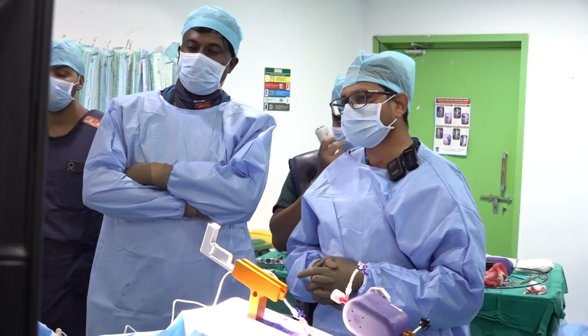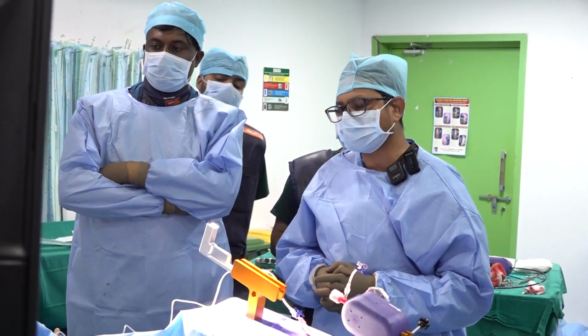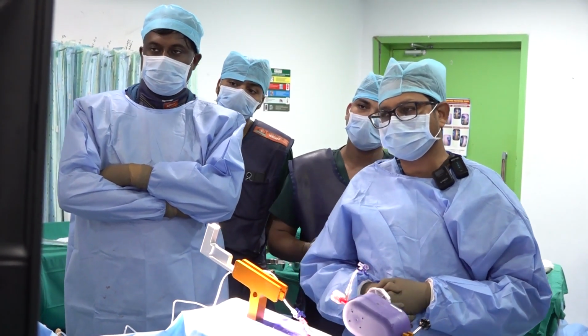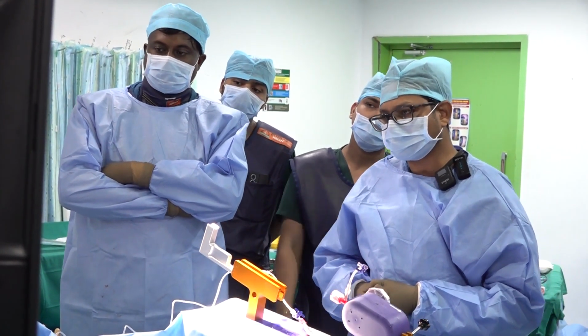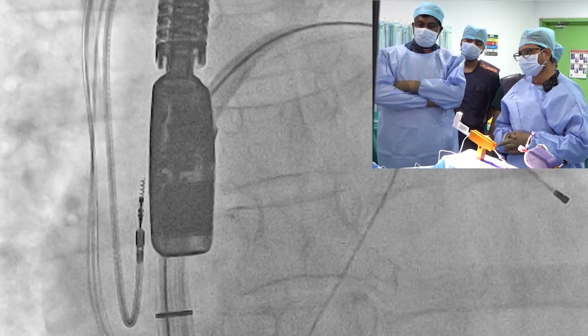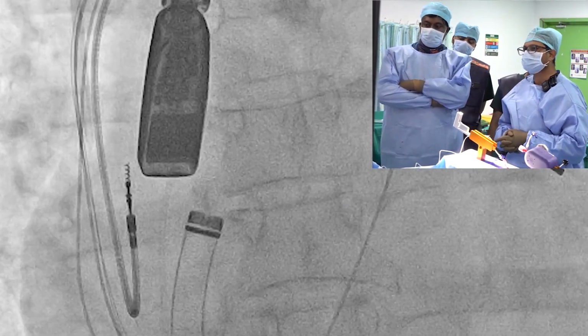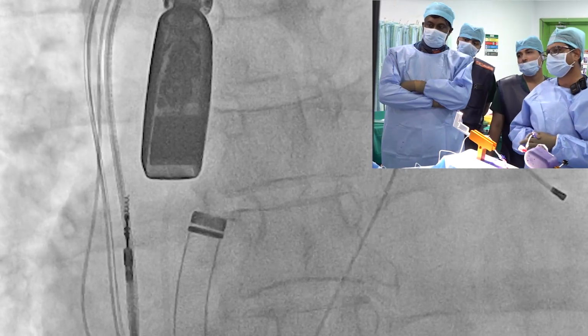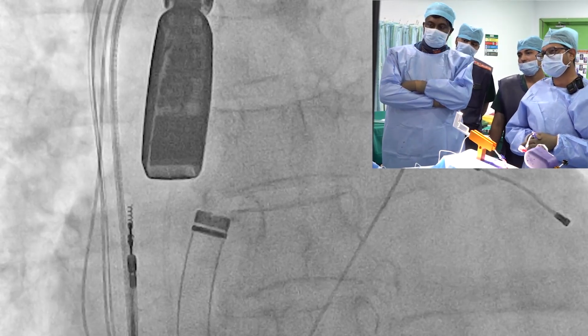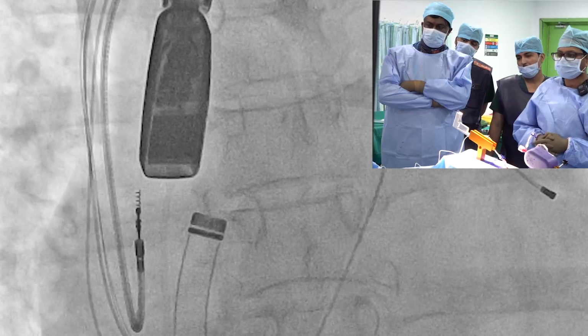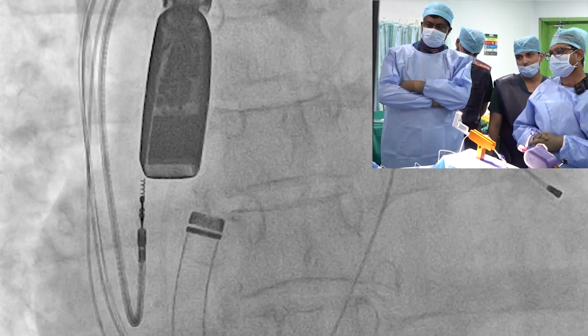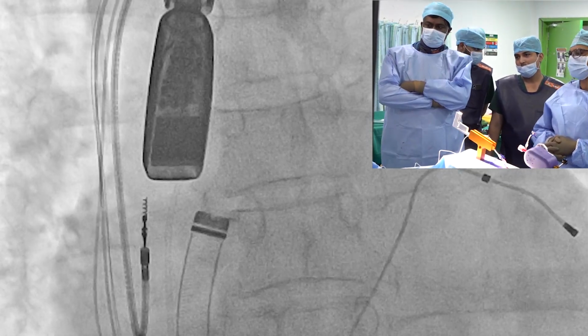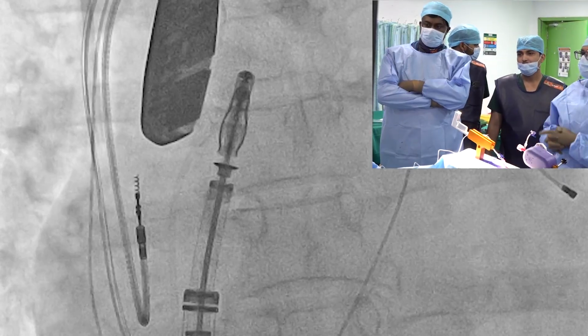So we serially dilated the groin up to the 20F sheath, and then we took the MDC over here. You can see the MDC is going in, and we withdraw the dilator slowly. We take care that the MDC shouldn't suck any air. So we make it an air-free system, and then we deliver the MitraClip.